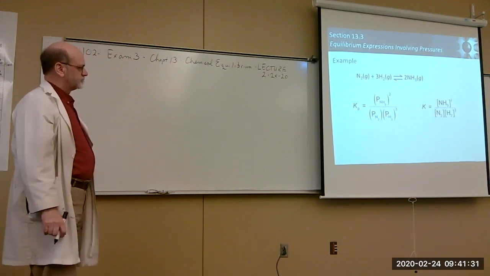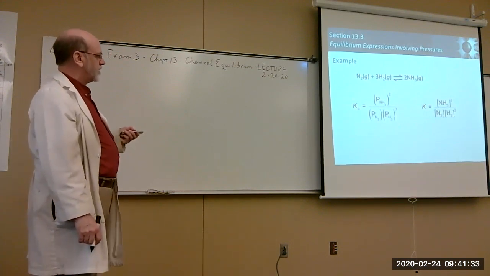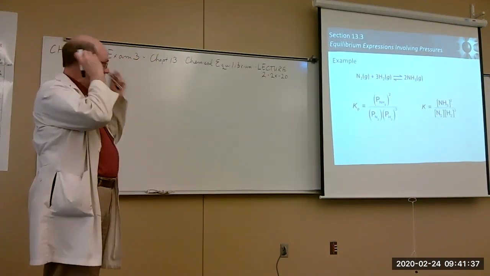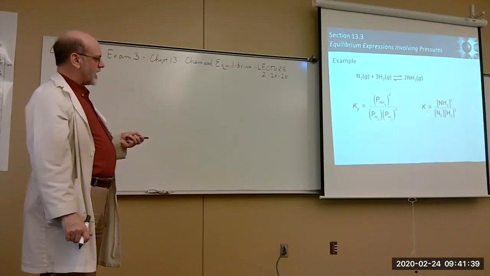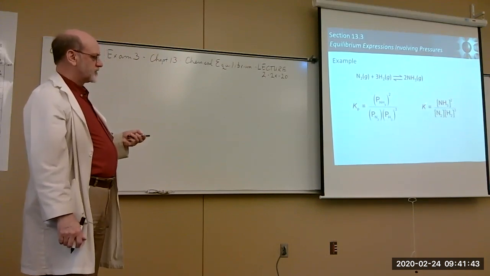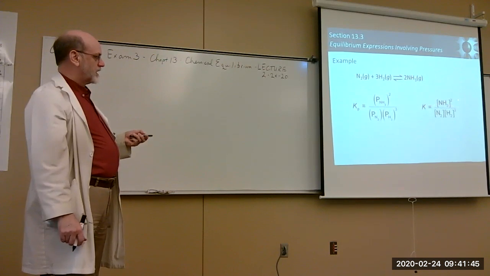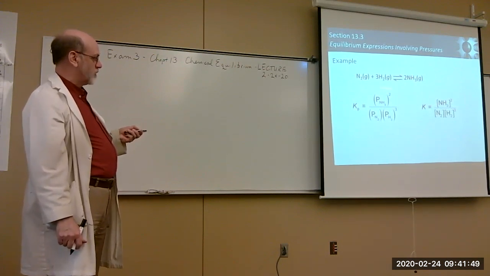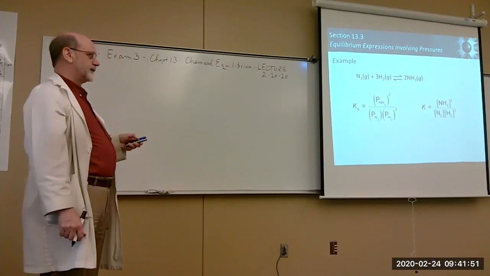So in this case, here's an example. There's our Haber-Bosch reaction again. And if we write it as K_eq, the equilibrium constant, it's going to be square brackets, and we'll have our proper exponents, right? 2, 3, 1, 2, 3, 1.